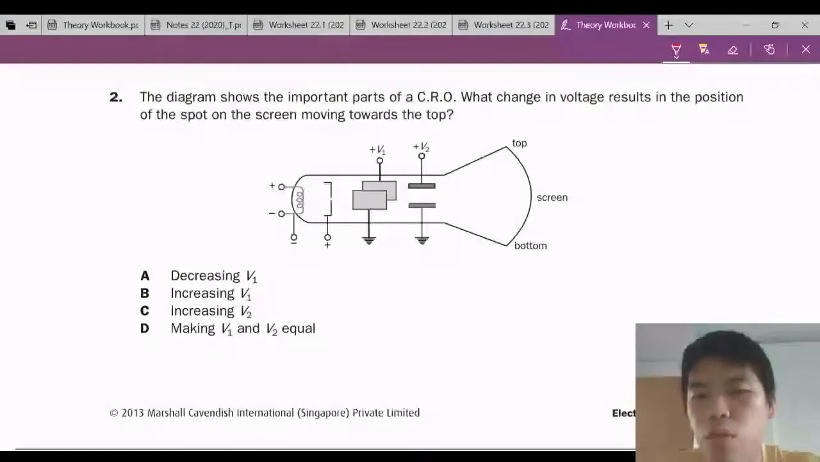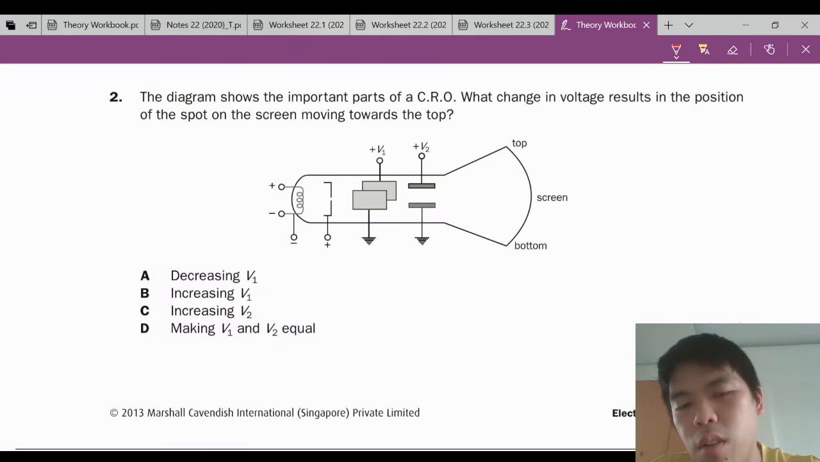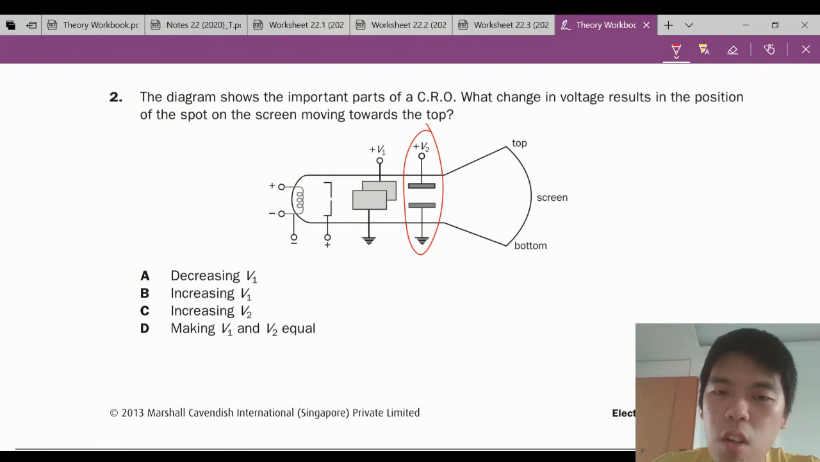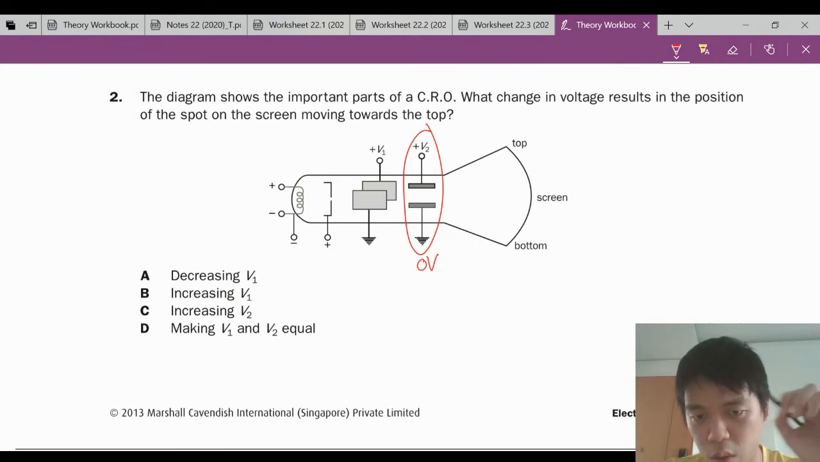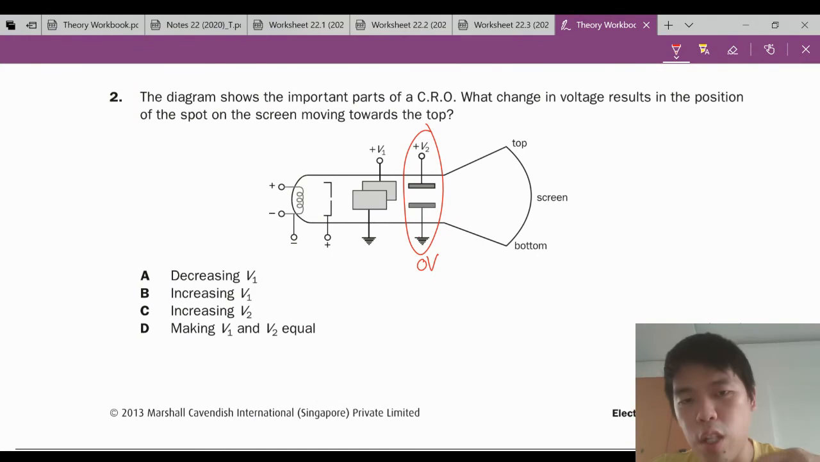If the spot moves towards the top, it's most likely this panel that is doing it. So what's happened when it moves to the top? Because there's a positive charge here, the other side is 0 volts because it's grounded. For it to go towards the top plate, there has to be a positive charge being applied at the top. A positive being applied on the top is due to an increasing V2. That's why it results in the spot moving towards the top.